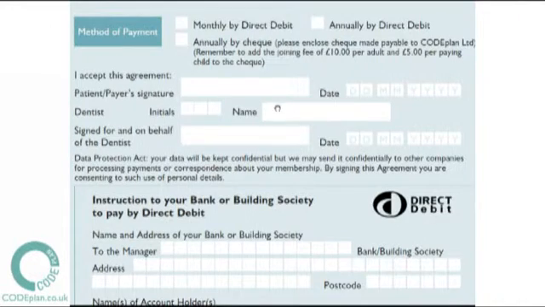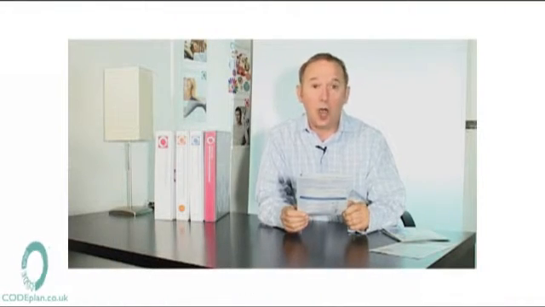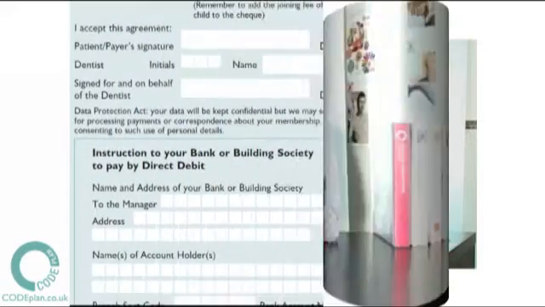Here the patient will sign, or the payer will sign on behalf of the patient, and you can sign on behalf of the dentist, or if this box is left blank, Dentalplan will sign it on your behalf.